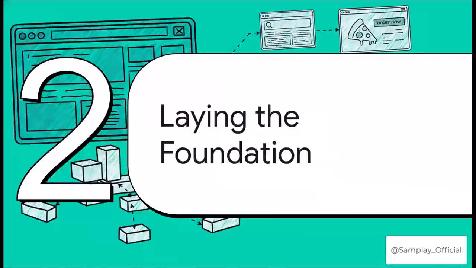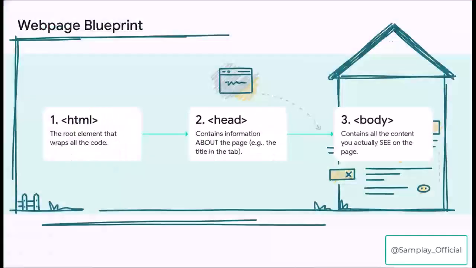So, how do we actually lay this foundation? Well, here's the cool part. Every single web page on the entire internet, from massive sites like Google all the way down to your local pizza place's website, they all follow the exact same unbreakable rules. This blueprint is pretty simple. It's got three main parts. First up, you have the HTML tag. Think of this like the property line for your house. Absolutely everything has to go inside it.